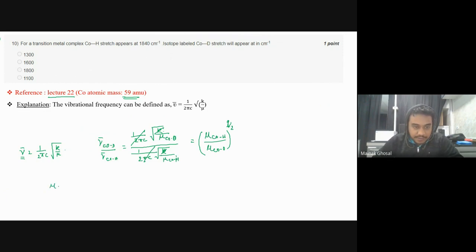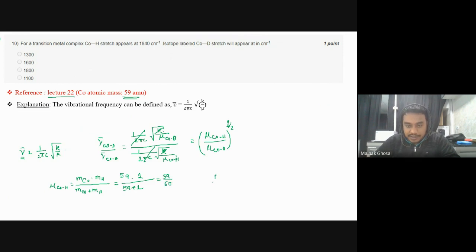For this, I have to find mu COH separately. So I need mu is m of CO into m of H by m of CO plus m of H. I just need to put in these masses. The atomic mass of cobalt is 59. Don't confuse it with carbon monoxide; this is cobalt. So 59 into 1, the mass of hydrogen, and this will be 59 plus 1. So this will give us 59 by 60.